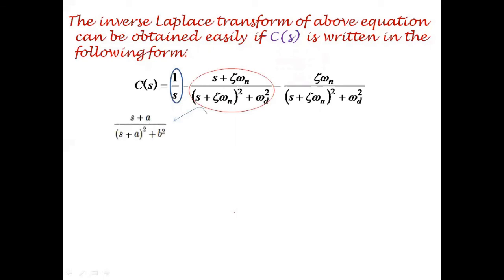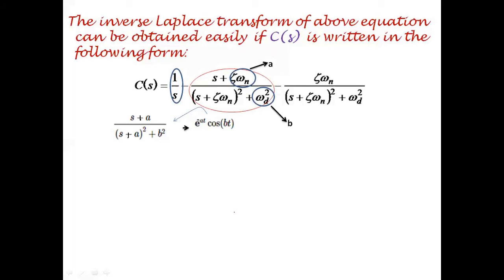s plus zeta omega n divided by s plus zeta omega n the whole square plus omega d square can be related with the Laplace transform equality s plus a divided by s plus a the whole square plus b square. The equality is given as e to the power minus at cos bt, where a is equal to zeta omega n and b is equal to omega d.